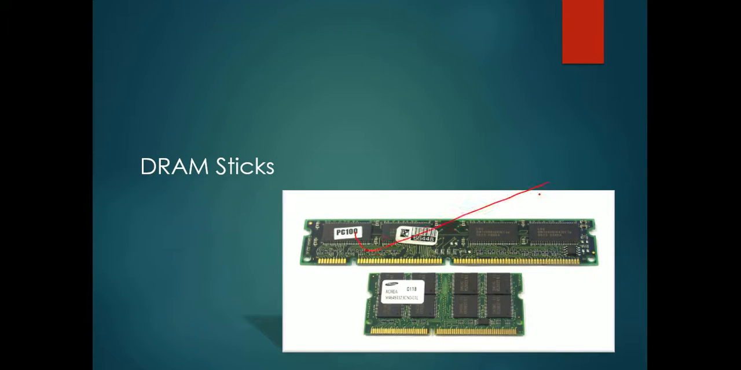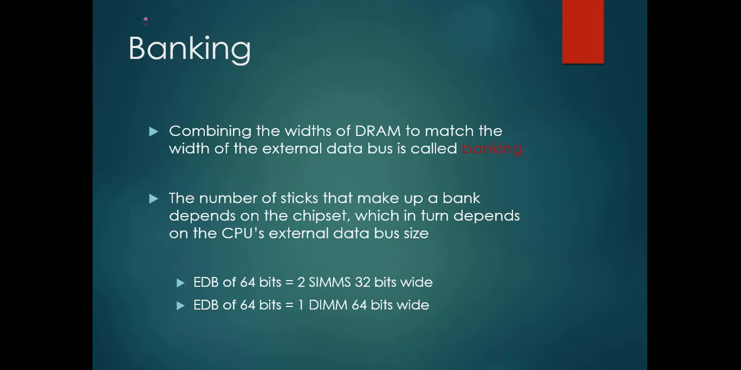This is how our DRAM sticks look like. Of course, you may find the difference. This is for your computer system. This is for your laptop system. There is one more term which is called banking. You need to know it because you are learning about RAM. Combining the width of DRAM to match the width of the external data bus is called banking. The DRAM width and external bus width have to match, so you have to have banking.